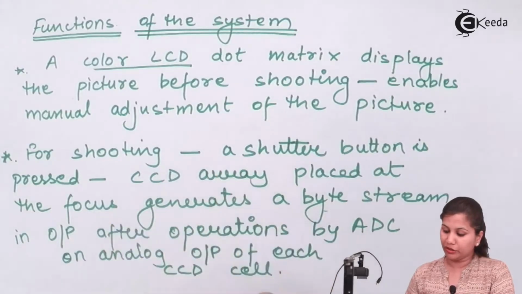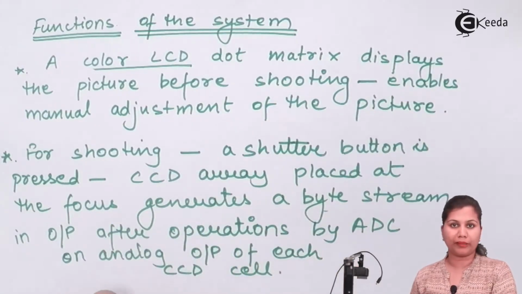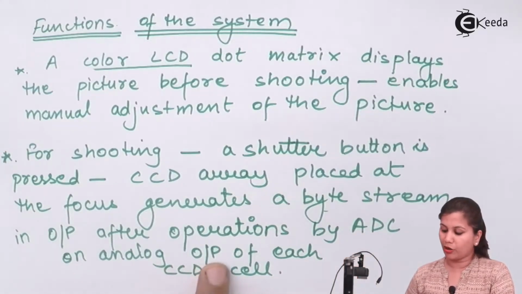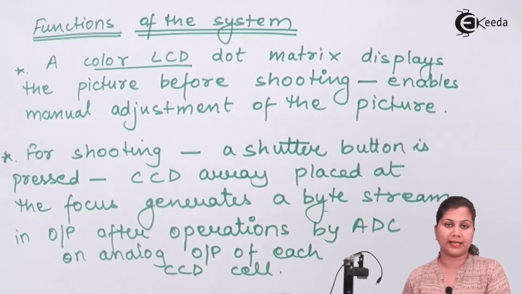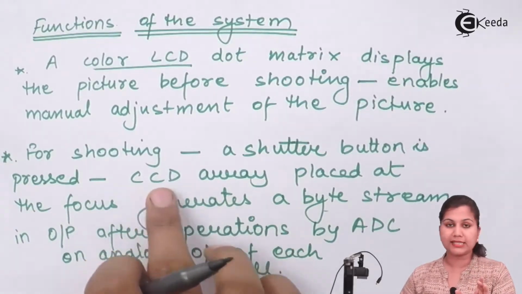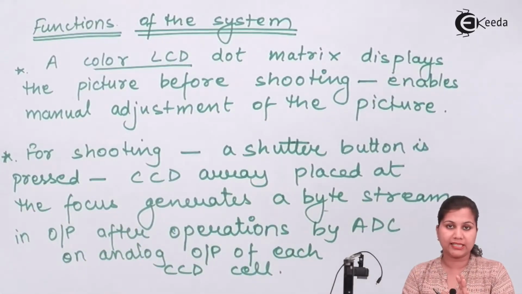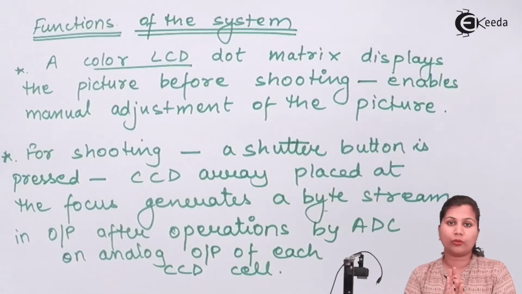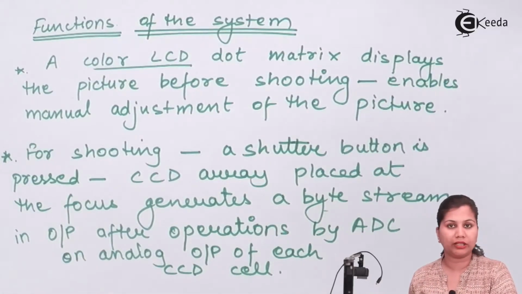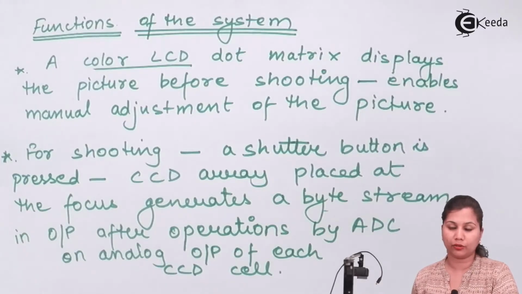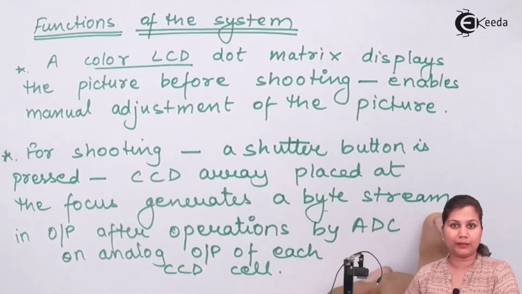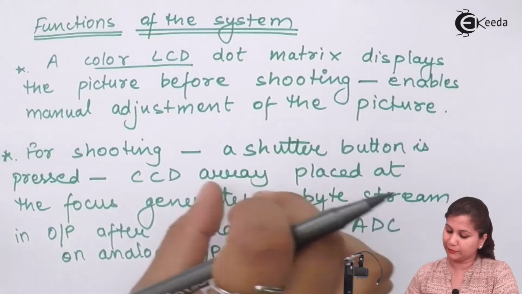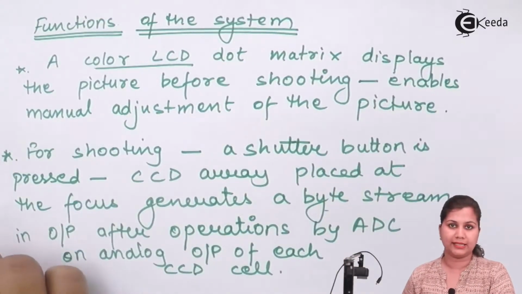After that the image is processed, or after operations are done by the A to D converter on the analog output of each CCD cell, because in the CCD array we have the CCD cells. These CCD cells are going to give the analog output. This analog output is converted into the digital format. So a byte stream, which is the digital output, is produced by the CCD array.